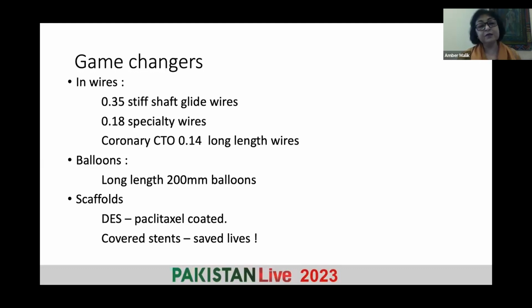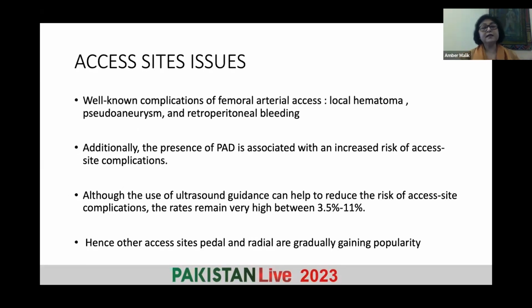And then the scaffolds that we use are drug-eluting stents, like paclitaxel coated. They also helped ISR, and covered stents saved lives, which I will show you in a minute. So, well-known, let's start from the beginning, and we have access site issues. Well-known complications of femoral arterial access, you all know: local hematomas, pseudoaneurysm, and retroperitoneal bleeding. And additionally, the presence of PAD is always associated, because these are very friable vessels, with an increased risk of access site complication. And although the use of ultrasound guidance has helped us, even then complication rates remain very high, between 3.5 to 11%.